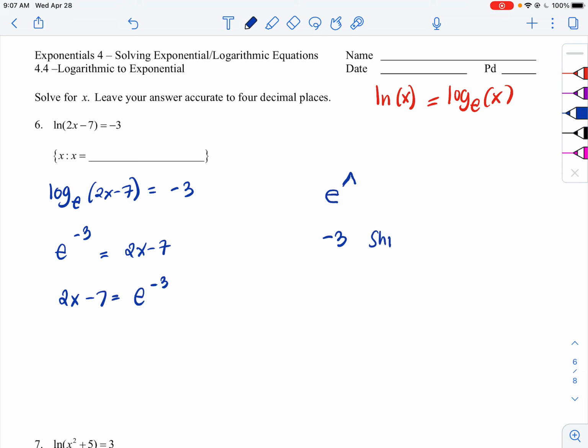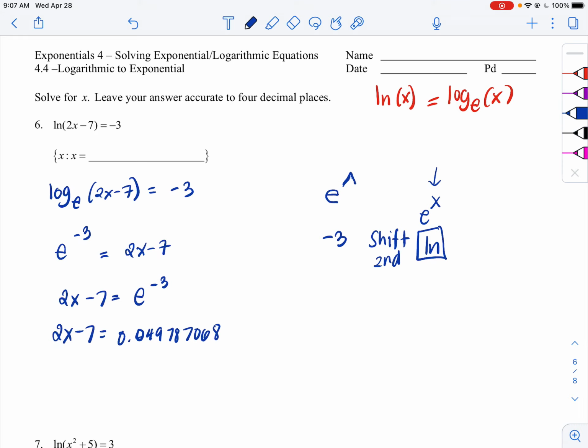And then usually I have to do shift or maybe second function, whatever your calculator has. And then I'll press ln, because on top of the ln, you'll see e to the power of x. And that's what we want, the e to the power of x. So that's why we have to click shift or second function. And hopefully, once you're done with that, you'll get a number of 0.049787068.